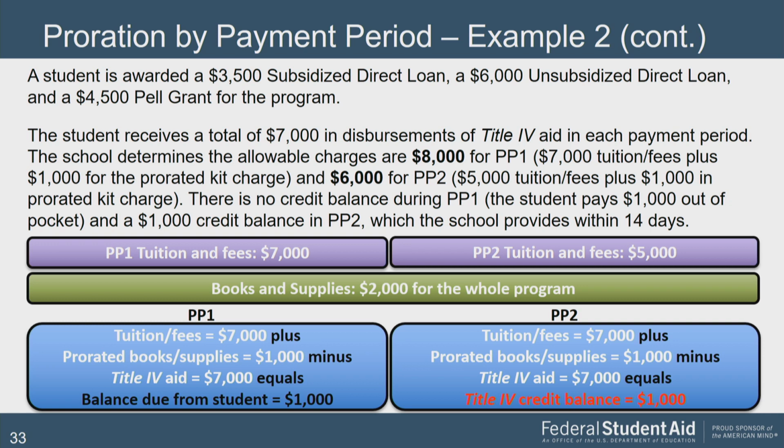And if we look at payment period number 2, however, because the charges were less, we actually have a $1,000 credit balance, which occurs at that time, and the school must pay that credit balance within 14 days. So what we wanted to show you here was an example of tuition and fees didn't need to be prorated, but there were other charges that were for the entirety of the program, or not just applicable to one given payment period. Therefore, those charges were required to be prorated.